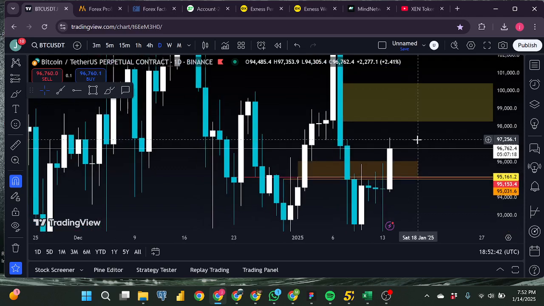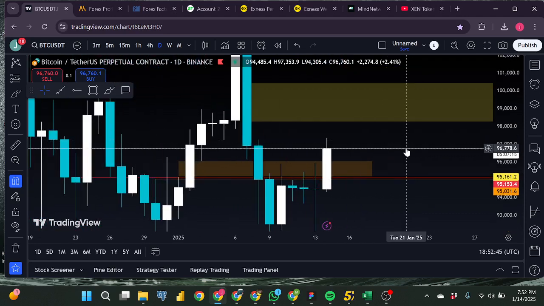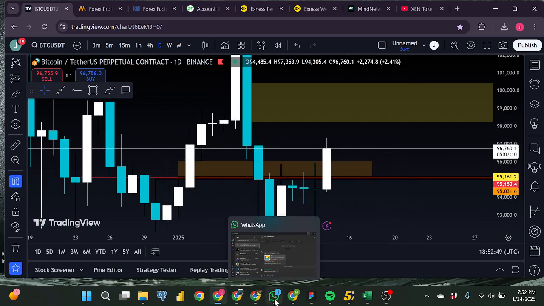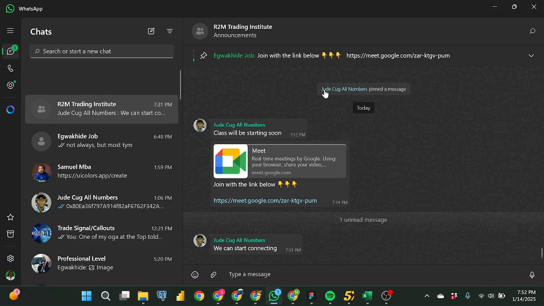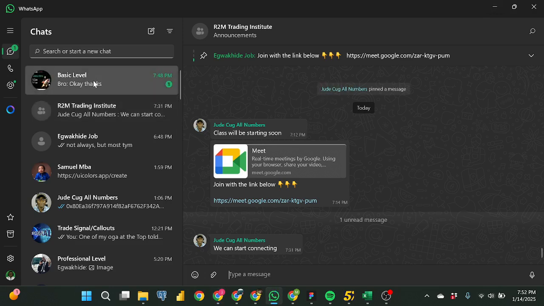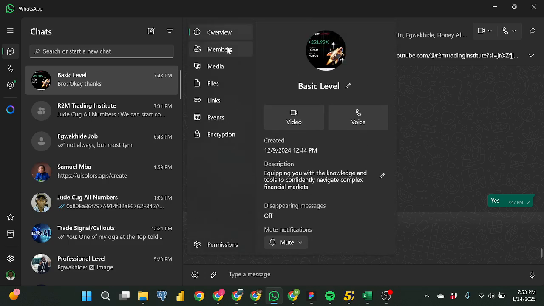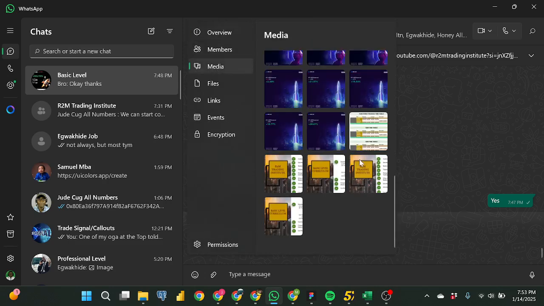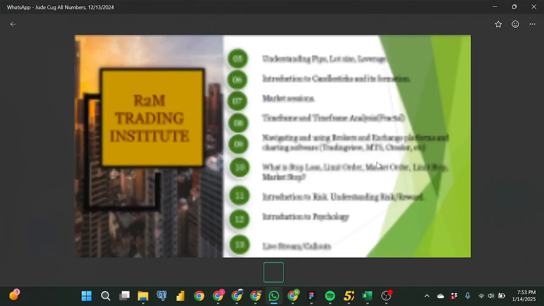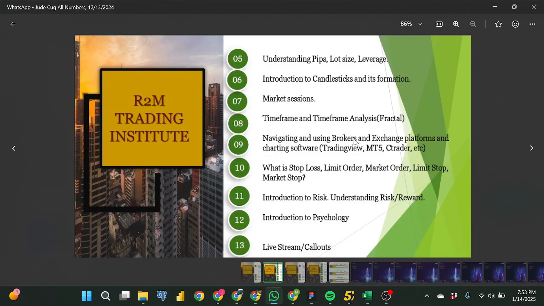Now there are two types of order. If you check, we are actually doing this part of the curriculum right now. We are on what is the stop loss, limit order, market order. That's what we are talking about now.